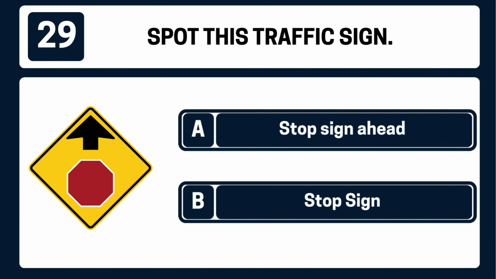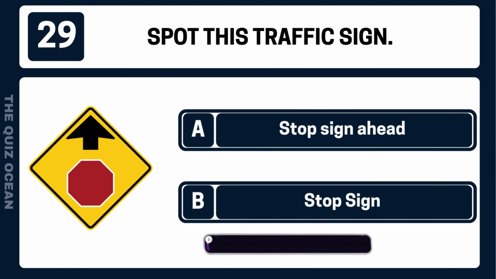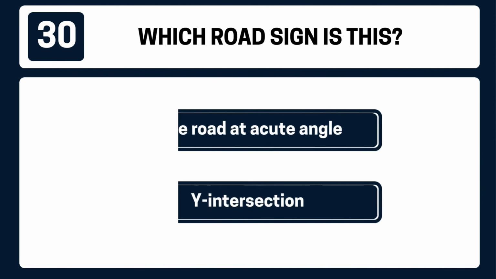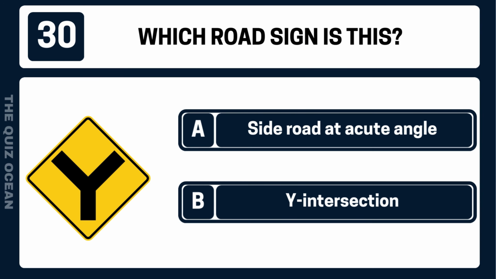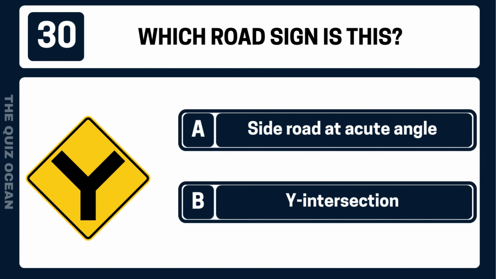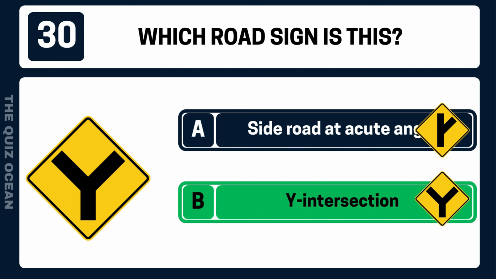Question 29. Spot this traffic sign. A. Stop sign ahead. B. Stop sign. The answer is A. Stop sign ahead. Question 30. Which road sign is this? A. Side road at acute angle. B. Y intersection. The answer is B. Y intersection.